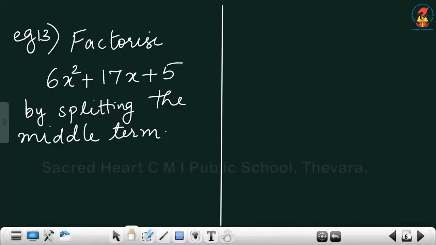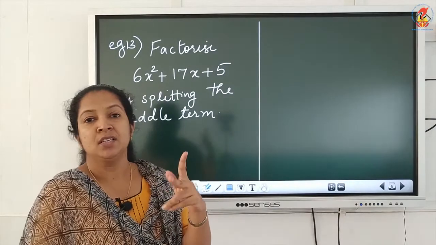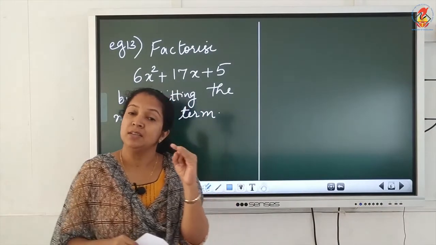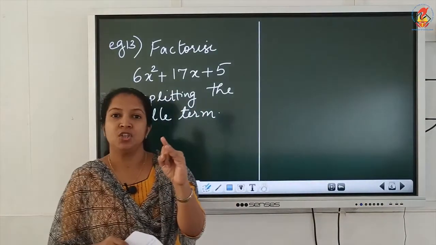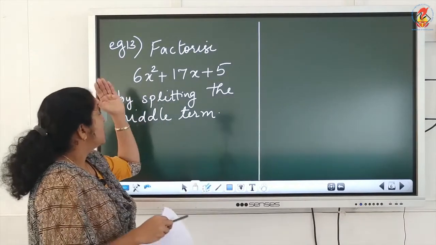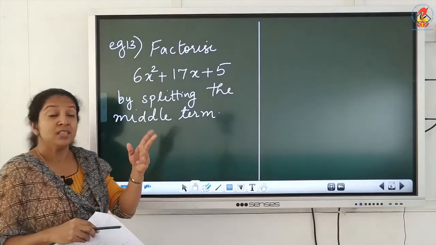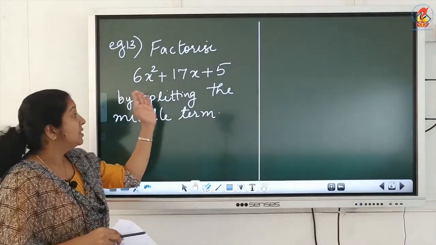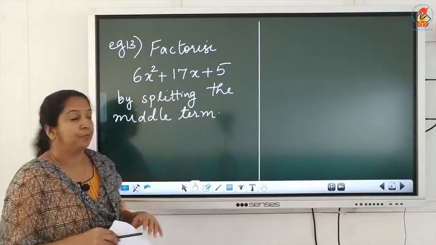Next question, example 13. Factorize 6x square plus 17x plus 5 by splitting the middle term. In this chapter we have to learn factorization using two methods. One is splitting the middle term, the other is the factor theorem method. Actually in the textbook they have done it in both ways, but I have taken only one. It is splitting the middle term.